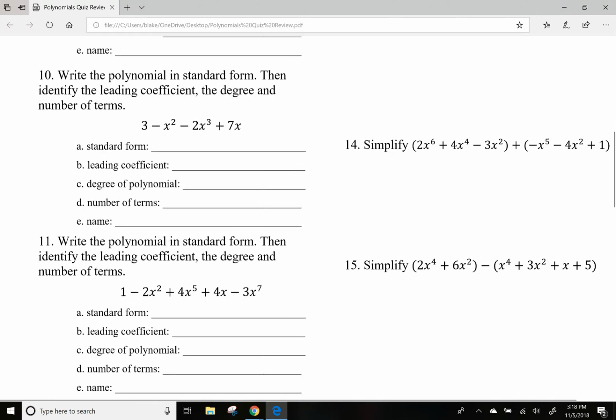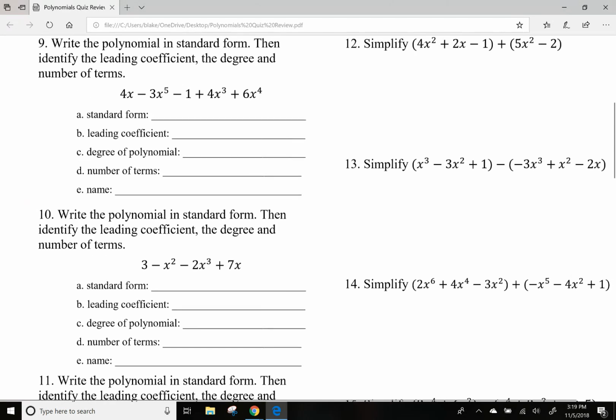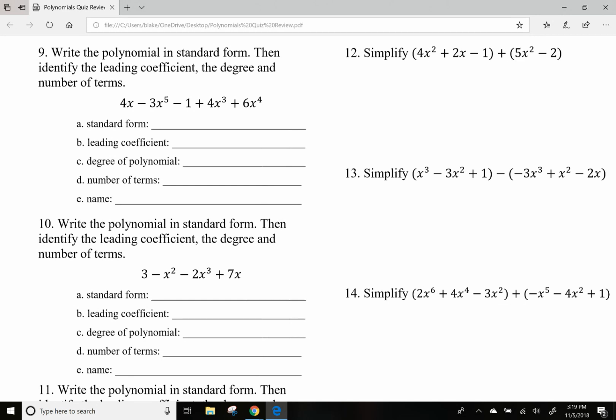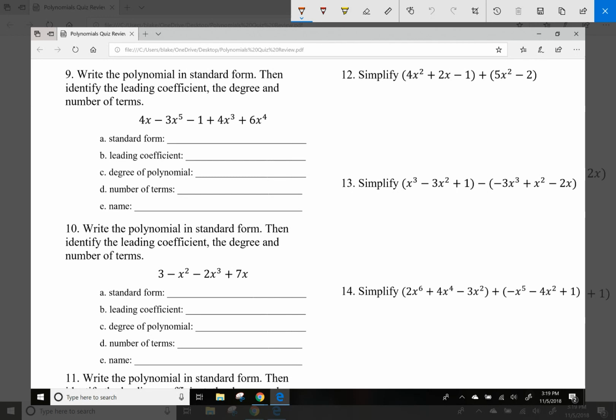So I'm only going to do one of these here on the left. I'll do number 9. So this will be 5 points on the quiz tomorrow, 1 point for each blank per problem. For number 9, if you want to write it in standard form, then all you're doing is rearranging these terms from the biggest degree, or biggest exponent, to the smallest. Our biggest degree term is the one with the x to the 5th. 5 is the biggest exponent, so that's the term we write first.